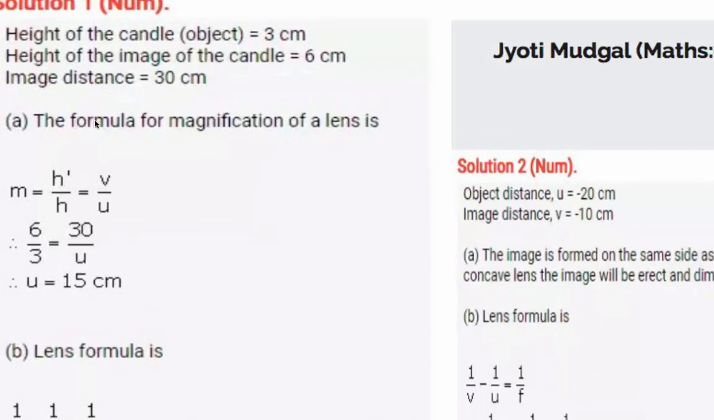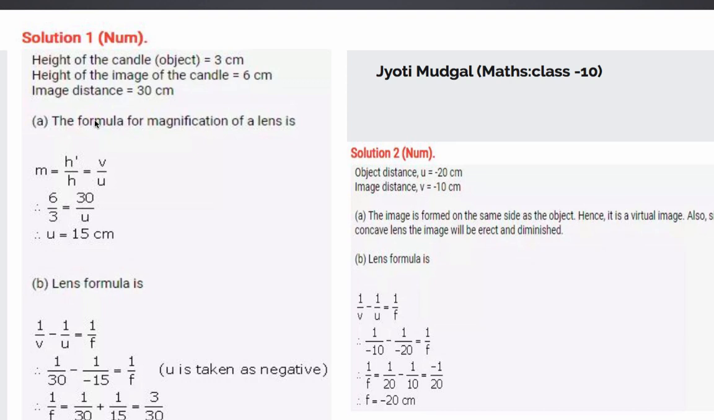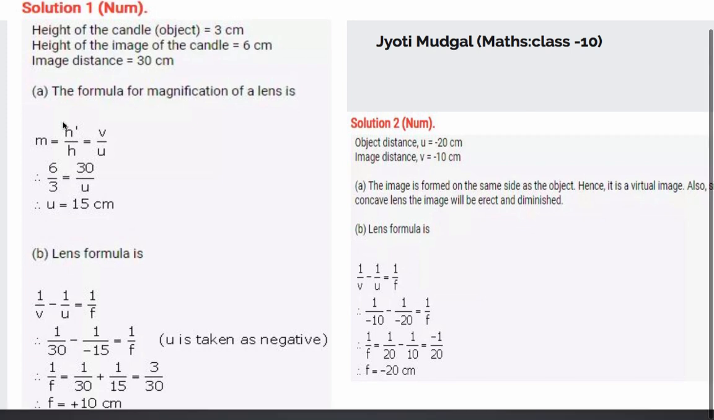Let's start with the very first question, students. Look into your books and pay attention. The question is, at what position should a candle of length 3 centimeter be placed? Now, where the candle should be placed, that is what we are talking about. Candle of length 3 centimeter, this is the height of the candle given. Object 3 centimeter, very clearly I have written. Can be placed in front of a convex lens.